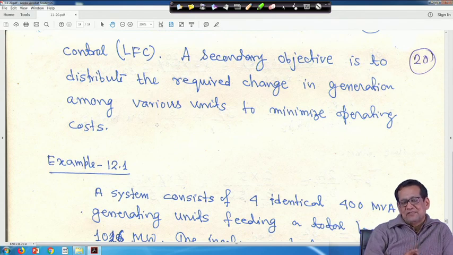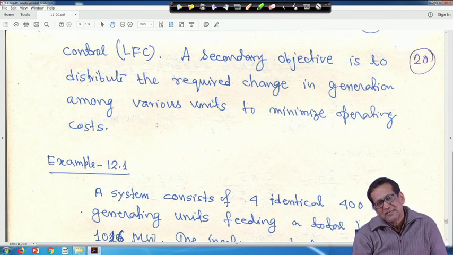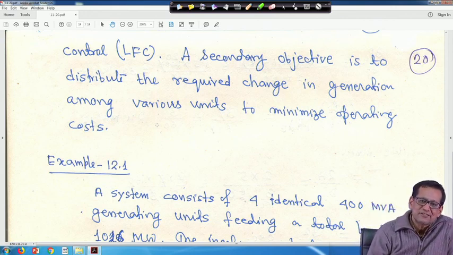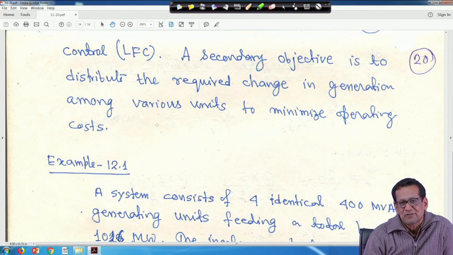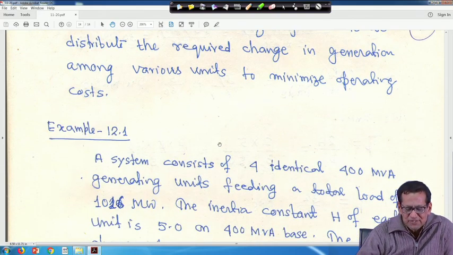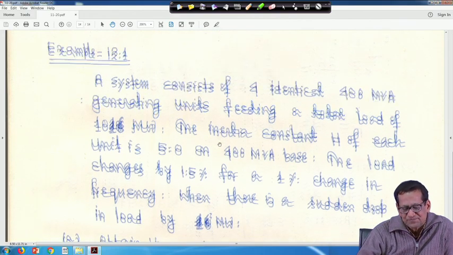Apart from load frequency control, load frequency control plus economic load dispatch is equal to automatic generation control. But if economic load dispatch is not there, then automatic generation control is equal to load frequency control. Much more will come, but before that we will see a simple example.